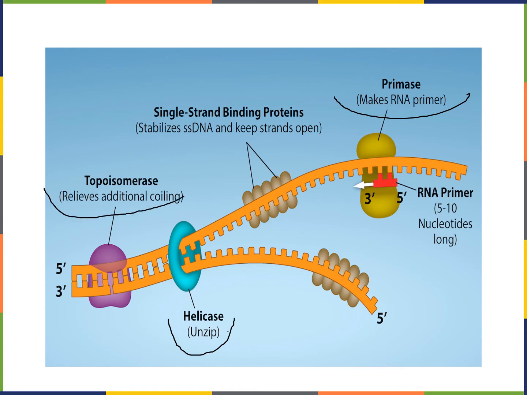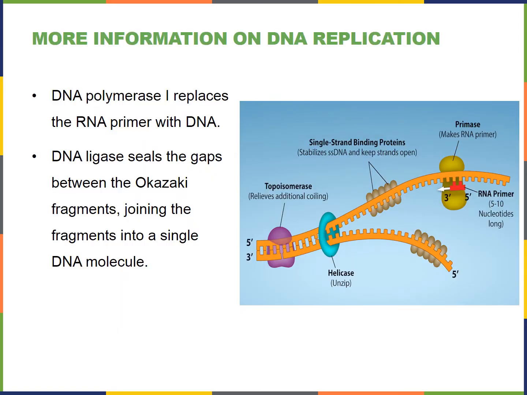Topoisomerase, which we see over here, binds to the double helix upstream of the replication fork. So this is the replication fork right here, in order to prevent additional coiling by making small cuts in one of the DNA strands. The replication fork moves really fast. It actually moves at the rate of 1,000 nucleotides per second.